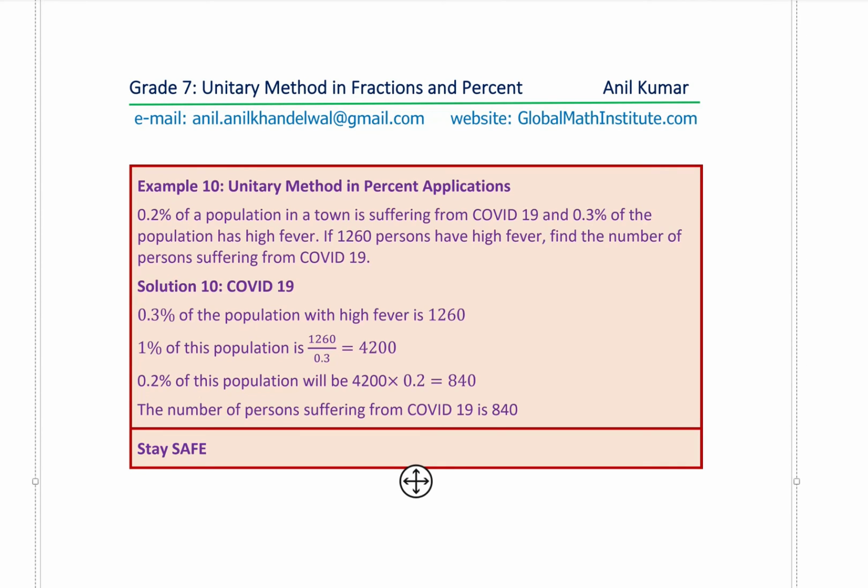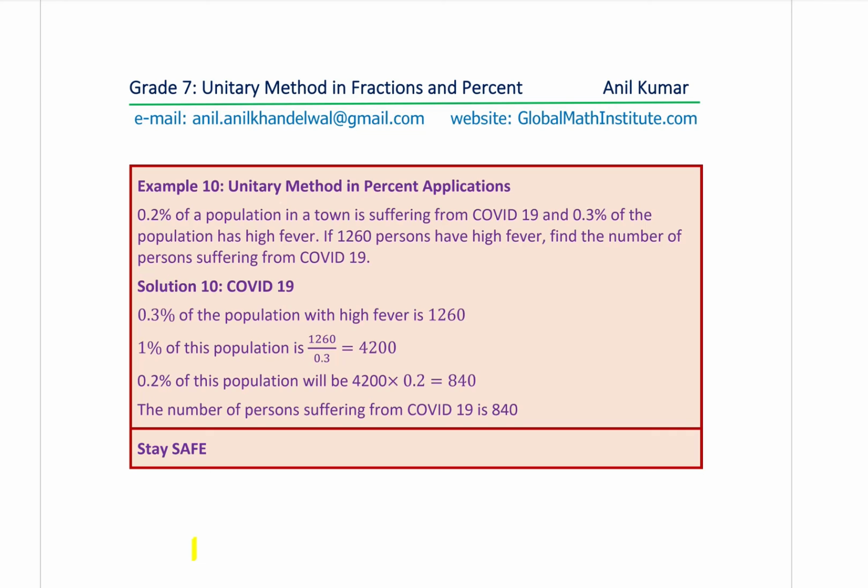0.2% of a population in a town is suffering from COVID-19 and 0.3% of the population has high fever. If 1260 persons have high fever, find the number of persons suffering from COVID-19. Very important question these days. So we know that this is the flu season when people can be having high temperatures because of the flu, not necessarily because of COVID, right? But high fever also is a symptom for COVID, right?